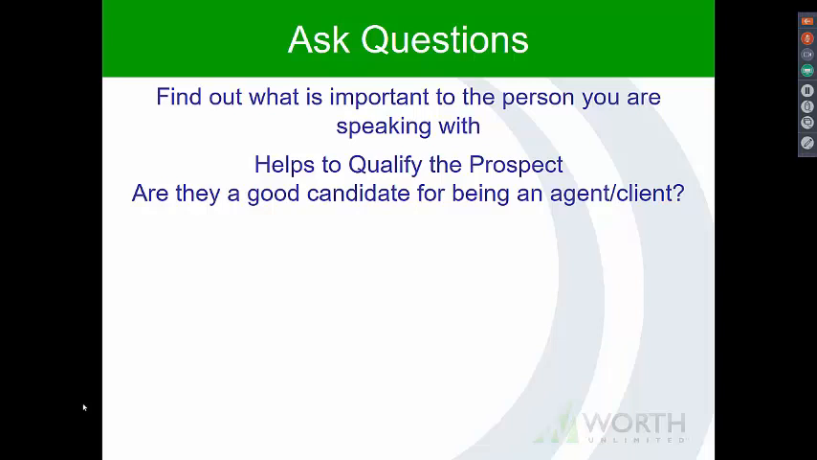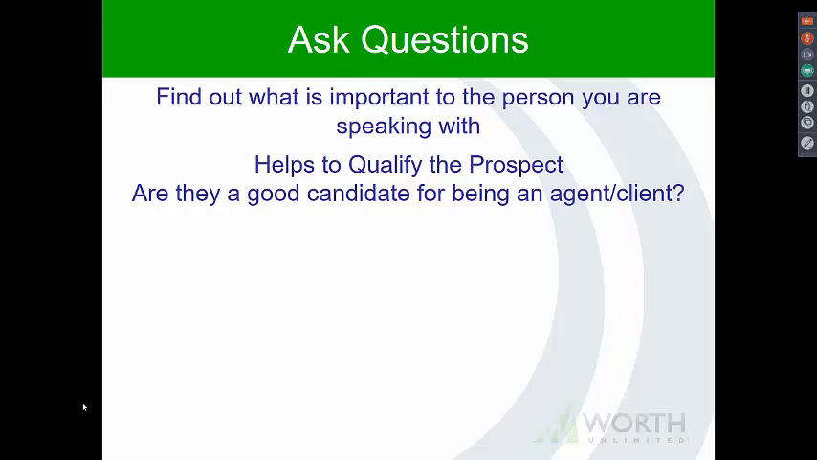Maybe that's a point of objection that you can overcome with the client and say, well, you know, things have advanced. We are moving fast. This is something that is workable for you. Do you use a cell phone? Do you have a smartphone? Have you ever texted? This is just where technology is going.